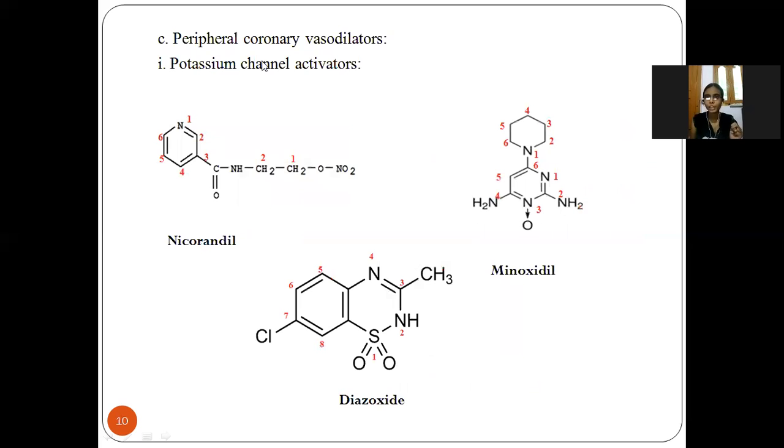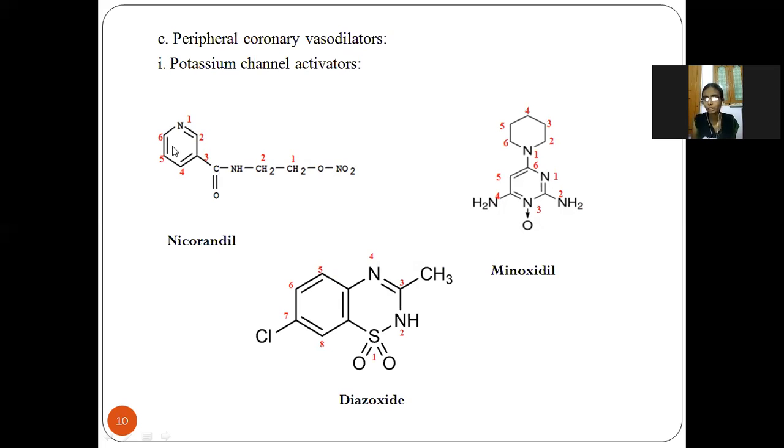Next, peripheral coronary vasodilators. In this, the first one is potassium channel activators. So the first drug is nicorandil. Drug name is nicorandil. And here, if we see the structure, this is a 6-member ring, 1, 2, 3, 4, 5, 6-member ring. And the nitrogen is present at the first position. And at the third position, the acetyl group, amide, and ethyl group and nitro groups are attached.